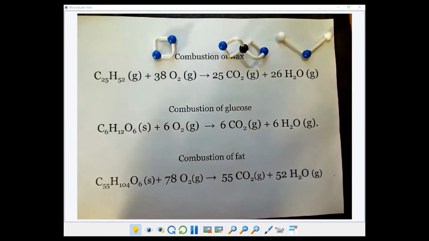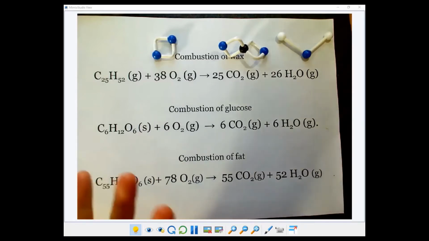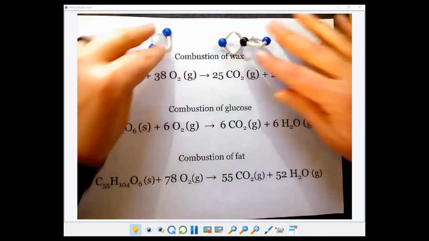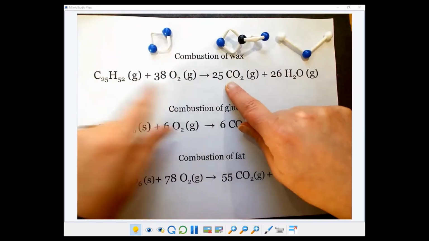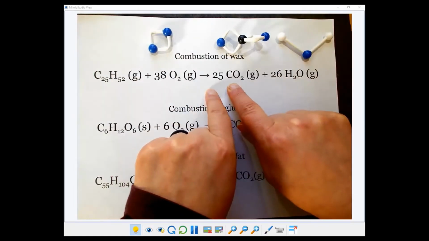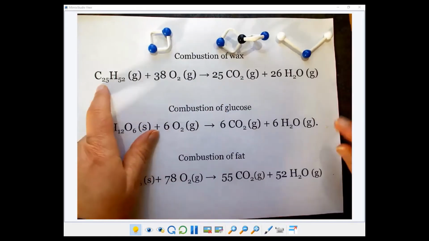So all of these combustions, the reason we do them is because we get energy out of them. We burn fuels to get energy. This would be almost the same exact reaction if I did hexane or octane from gasoline. Gasoline would be the same thing.